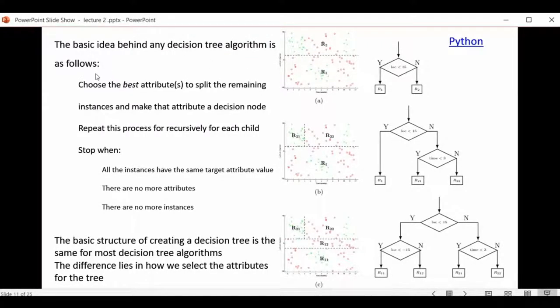So the basic idea, the steps in the algorithm, are to choose the best attribute to split the remaining instances and make that attribute a decision node. So here's our decision node here. Basically, you pick it in such a way that it best fits the remaining set of data, and you do this in an iterative process. After that split, you define a split here that splits the upper half of the space, and you do this iteratively. And what you can get is you can isolate the different regions.